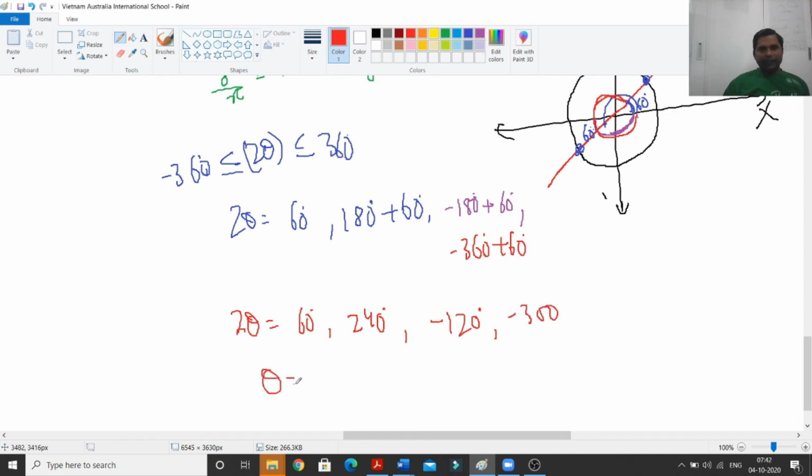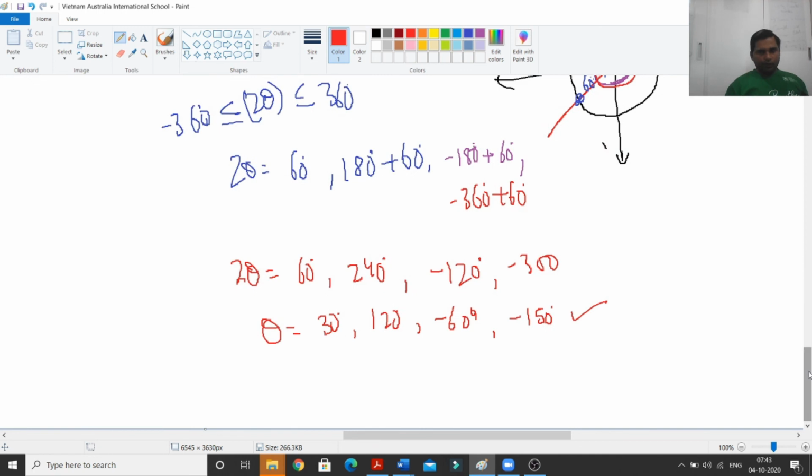So theta value will give you 30, 120, minus 60, right, and minus 150. So these are the values of theta, and as you can see, these are between the domain of minus 180 to 180. So that's how you can solve using the unit circle method. Okay.